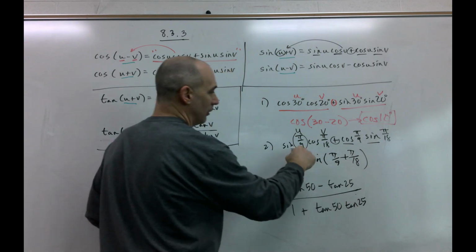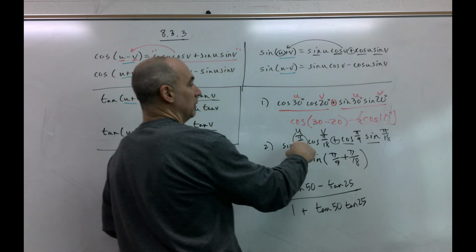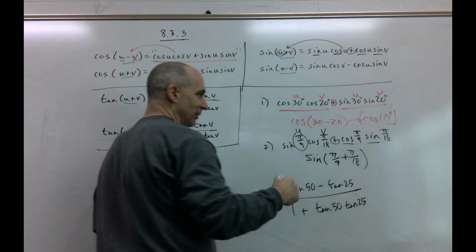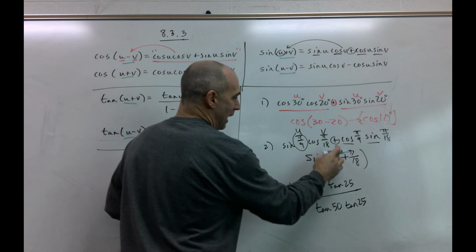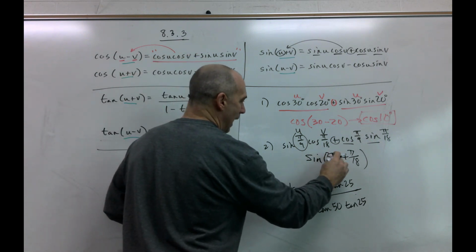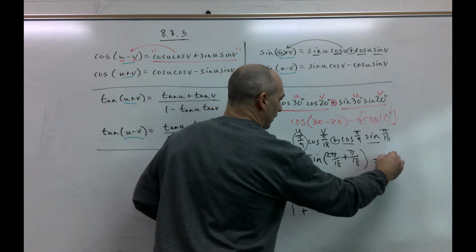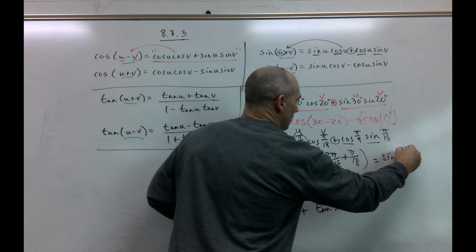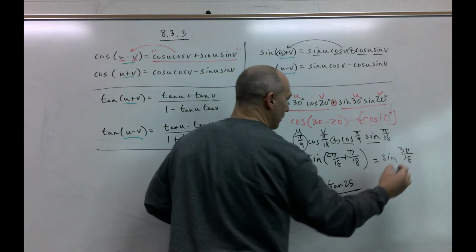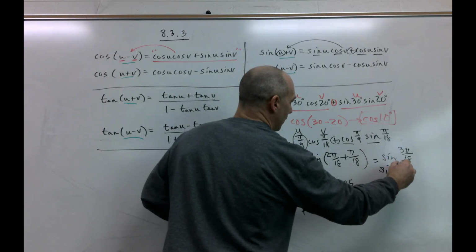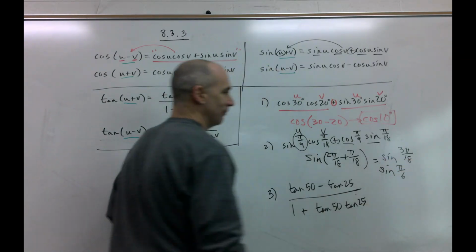Yes, you could have converted this to degrees, but this goal is to force you to deal with radians. So we've got to find common denominators, so that'd be 2 pi over 18. So then this would reduce to sine of 3 pi all over 18, and that would reduce to sine of pi over 6. That's it.